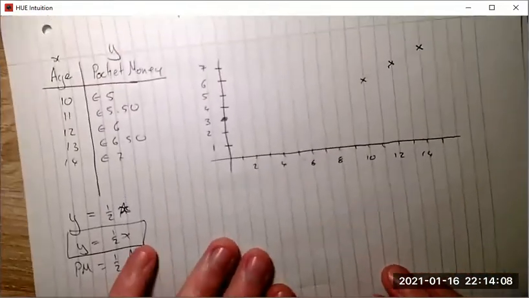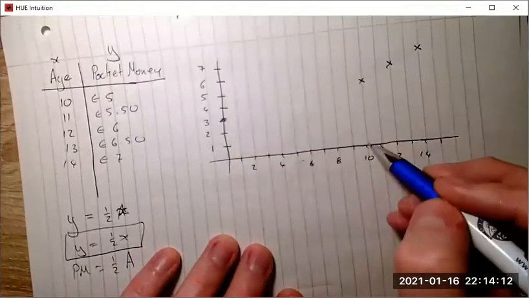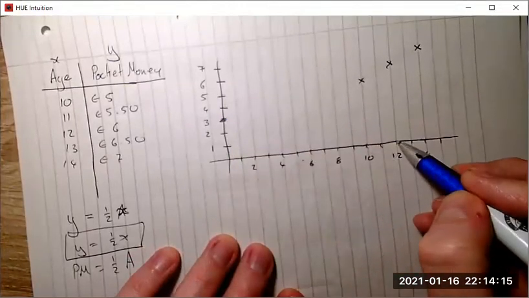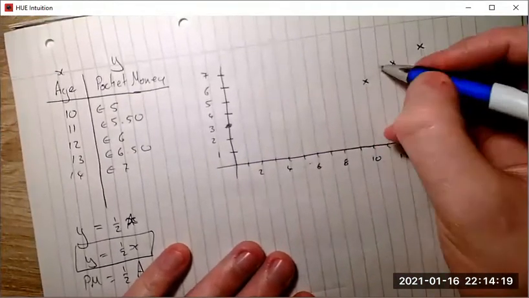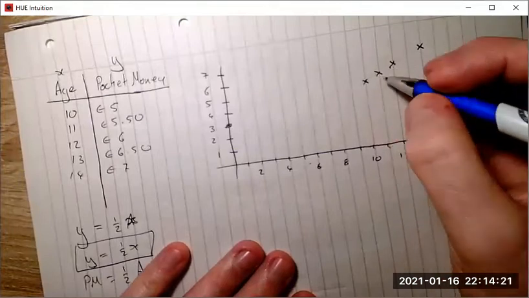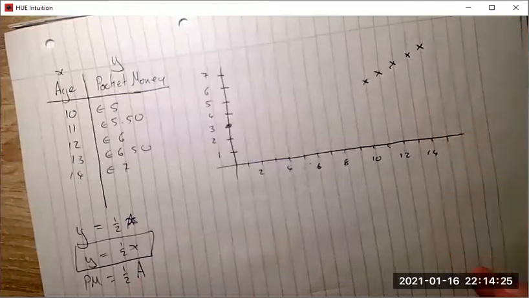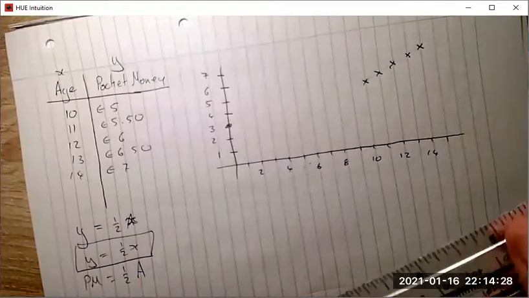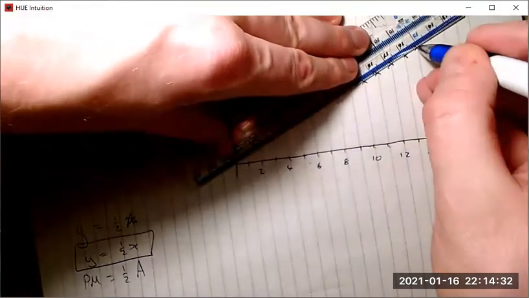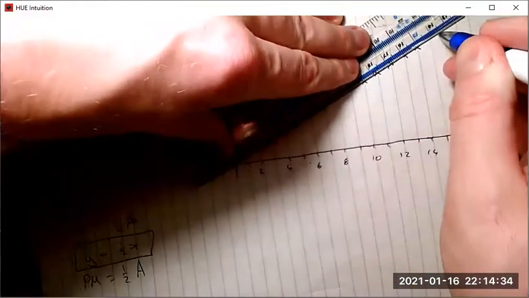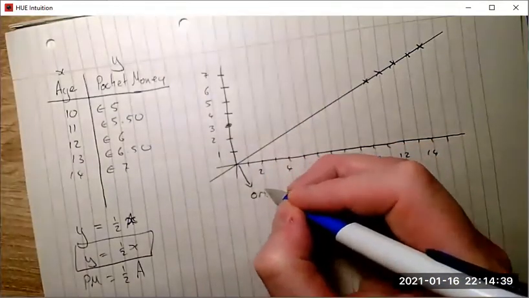If you're to plot that out in a graph, there's your 10-year-old who's getting a fiver for pocket money, which is more than I ever got. There's a 12-year-old getting €6 and a 14-year-old getting €7. What you find is there's your 11-year-old getting 5.5, and your 13-year-old getting €6.5. They line up in a straight line. This is called a linear function. And what's more, if you continue on that straight line, it goes through this point 0, 0, also known as the origin.